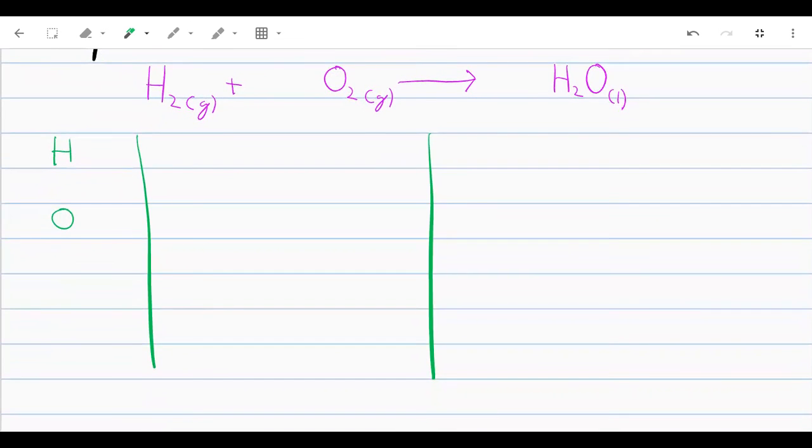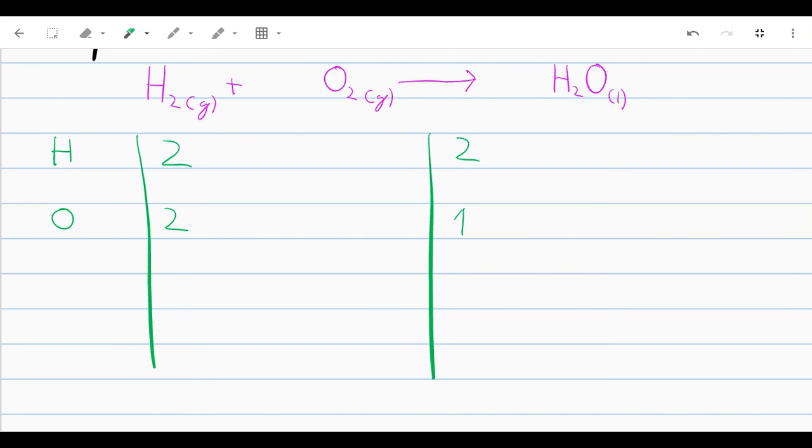And then on the other sides, this represents the numbers of each of those atoms in the reactants and the products. So in the reactants, I see I have 2 hydrogens because there's 2 atoms in each hydrogen molecule. I also see I have 2 oxygens. Then on the product side, I have 2 hydrogens as well, but this time I only have 1 oxygen.